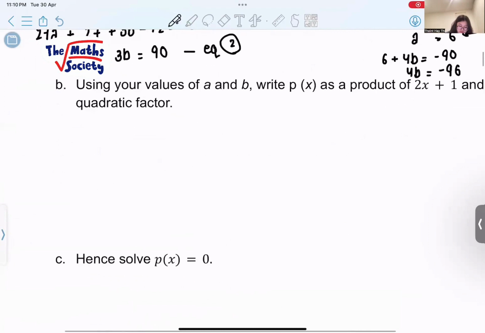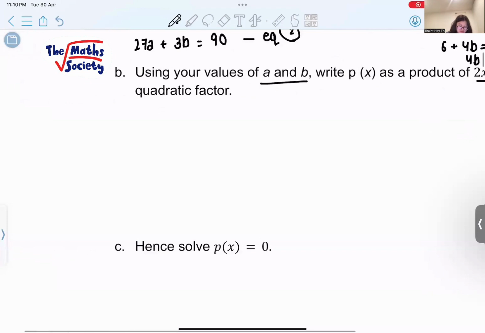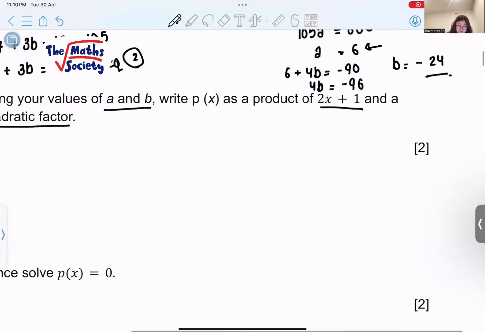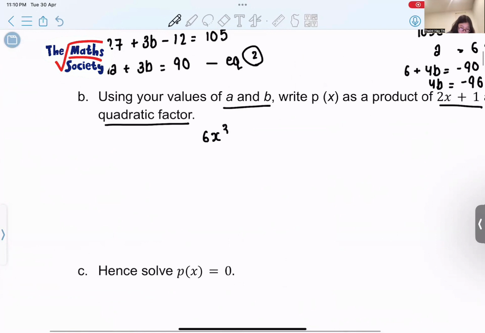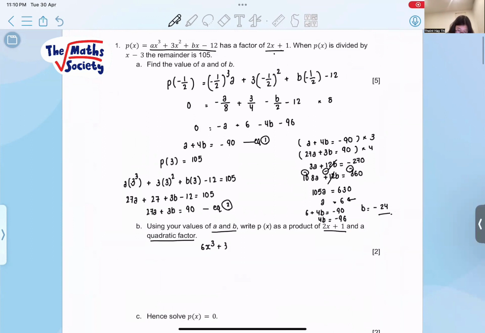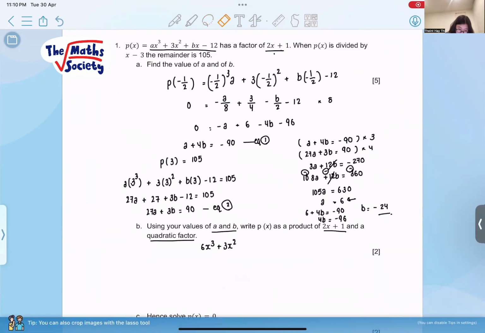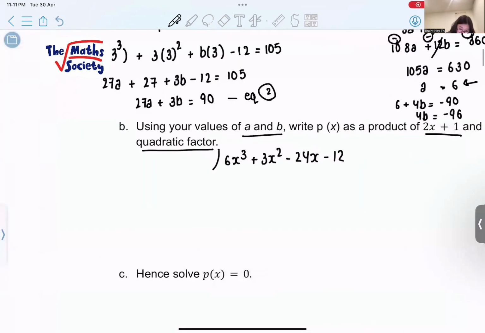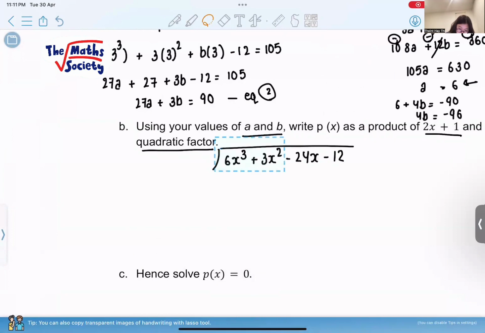Then using your values of a and b, write p of x as a product of 2x plus 1 and a quadratic factor. So it's telling us to find the quadratic factor, yeah? Let's write it out. a is 6, so it's going to be 6x cubed plus 3x squared plus b, which is minus 24, so it has to be minus 24x minus 12. And that we need to divide, as a product of 2x plus 1. I'll just move this down a little.